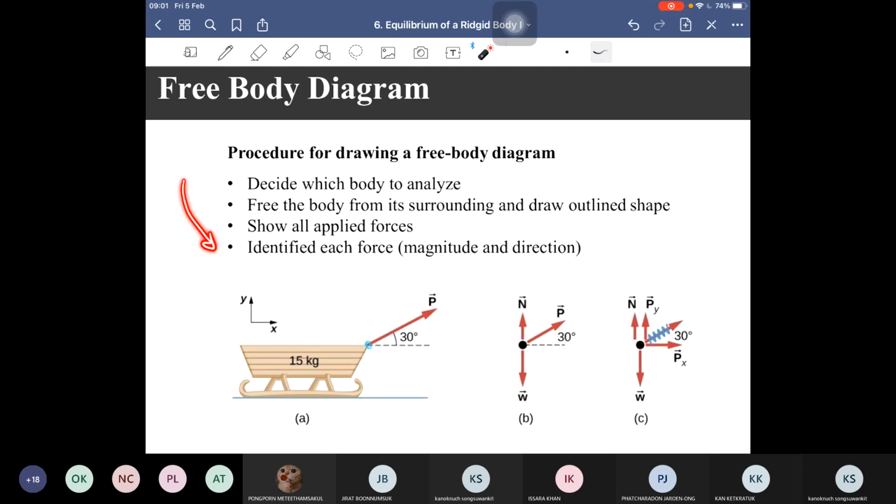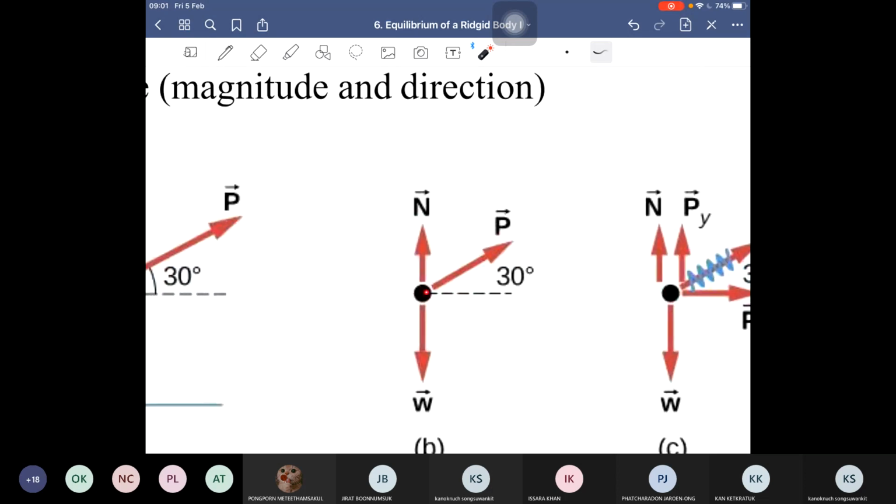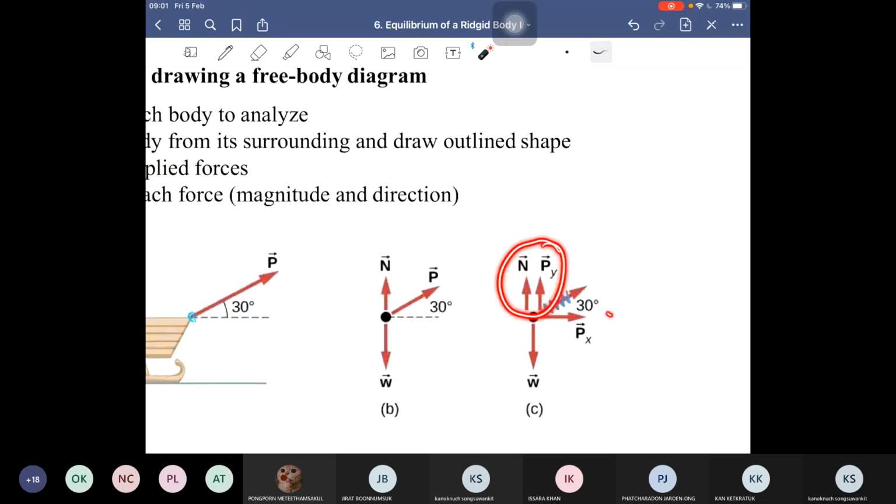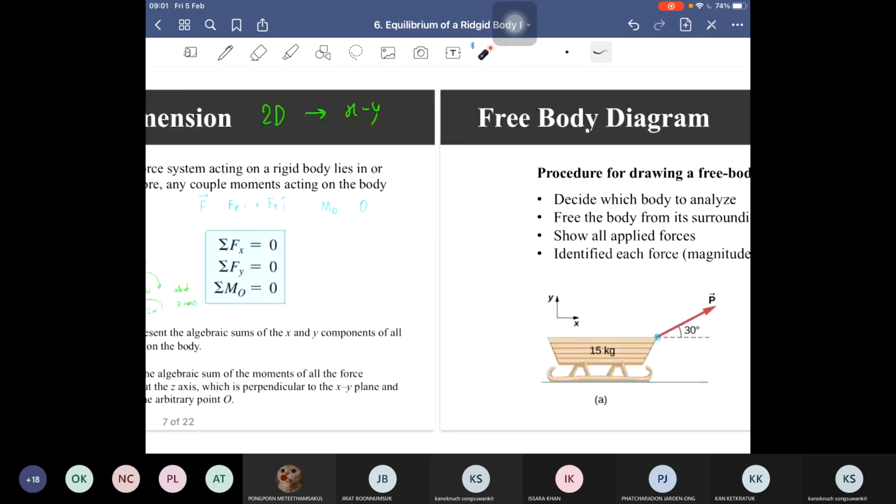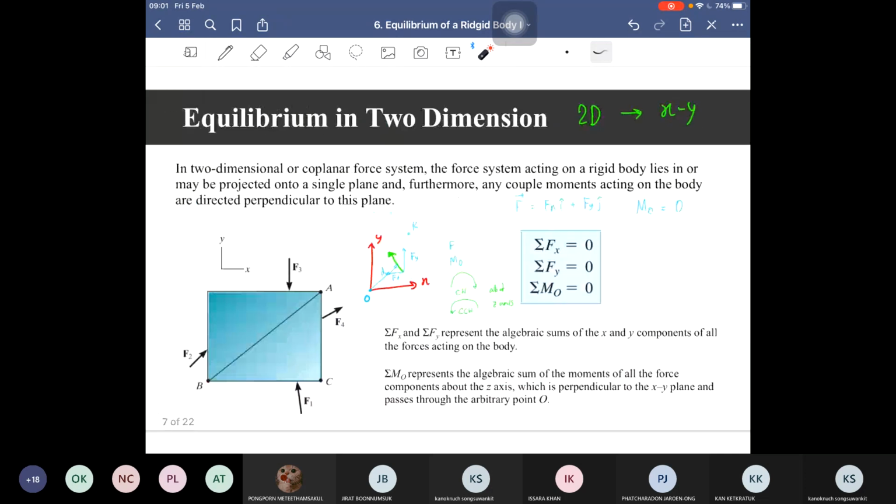And then we identify each force by magnitude and direction. Any force that acts at an angle can be resolved into its x and y components. So if you resolve it, it will become easier, right? Because you can get the pair of x and y.